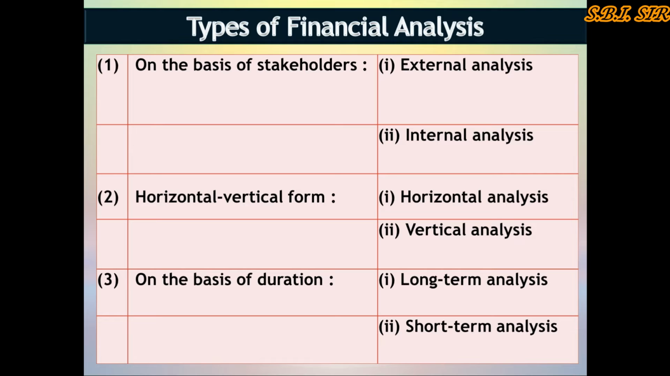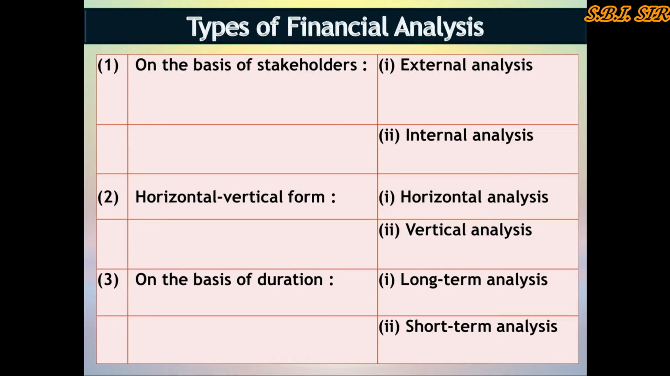Then the second one is horizontal and vertical form, and in that, first, horizontal analysis. What is meant by horizontal analysis? Financial statements are prepared every year. The comparison of financial statements of different years is known as horizontal analysis. This analysis is done for long-term planning. This analysis is useful to know the current trend. This analysis is also known as time series analysis.